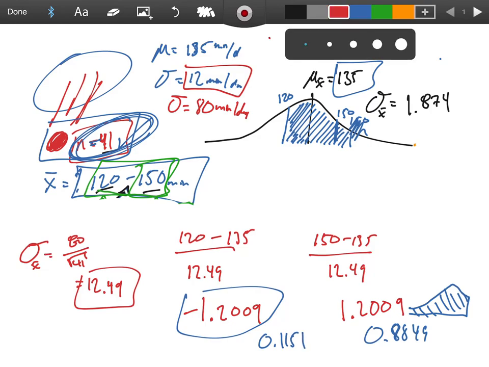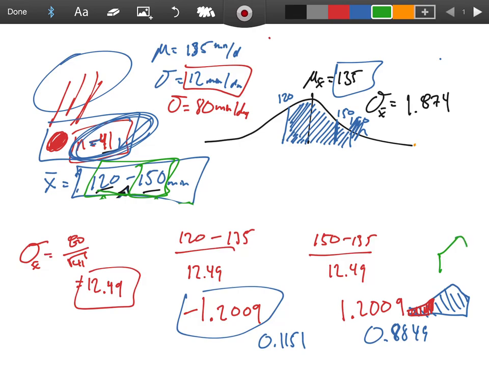So if I draw this in red, that's this value right here. Okay, so to find the thing in the middle, which is what I want, I need to subtract the two values, right? So I'm going to take 0.8849, and I'm going to subtract from it 0.1151.